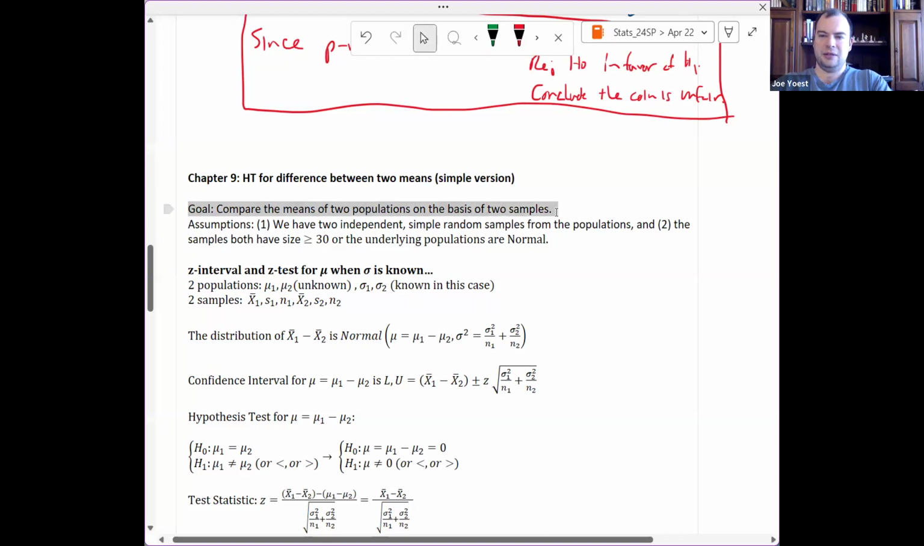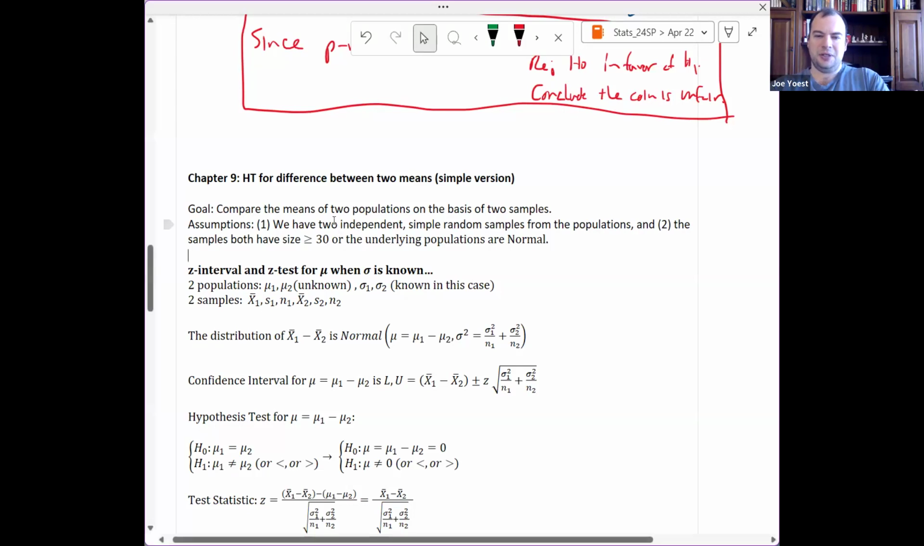So again, the thing that's a little different in chapter 9 is we have two populations. We have two population means that we want to know something about, and we have two samples. We have one sample from each of the populations. We're assuming we have two independent simple random samples, and that the samples both have size at least 30 or normal underlying populations. So we can use the results of the central limit theorem.